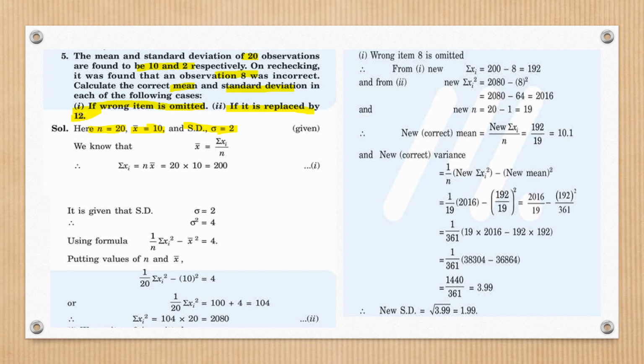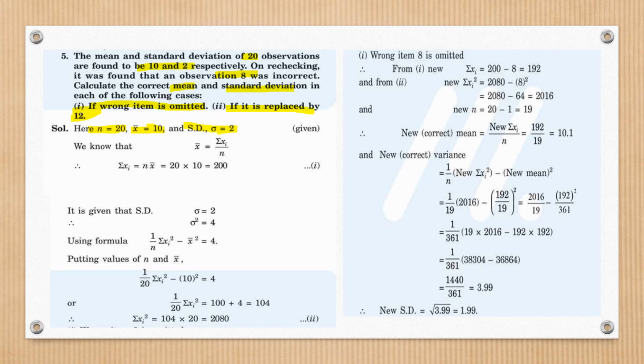Let us start the question. You have to correct it: I know that one of the observations, 8, was incorrect. If I have to delete that item, what will be the new mean and correct standard deviation? And if it is to be replaced by 12, the right observation, then what will these be? So see how to do these questions.